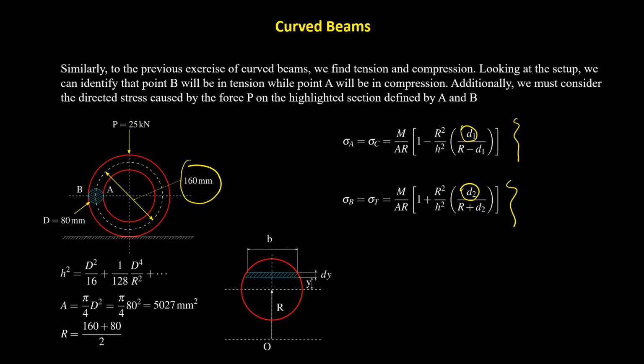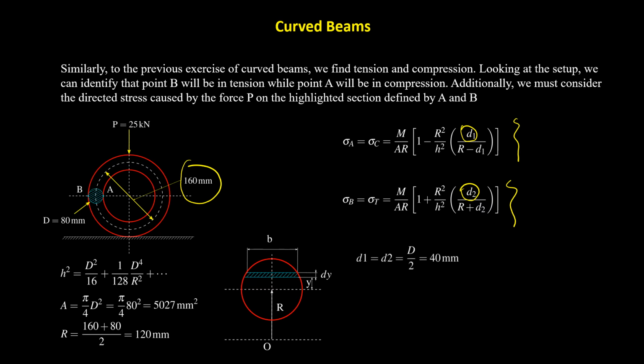The radius of curvature is going to be represented for the circular section as the sum of the 2 radii. We have the radius of the circular ring, and then we have the radius of the section. That's going to give me the radius of curvature.